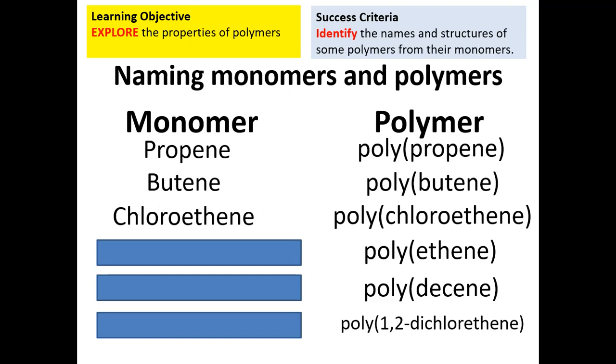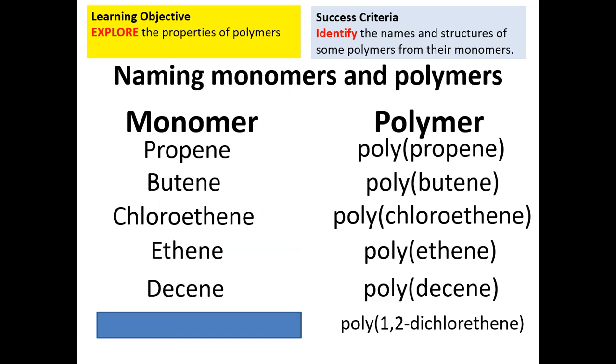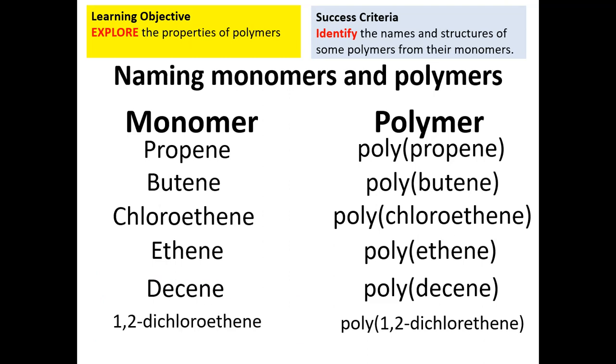So if we're working backwards, polyethene would be ethene, polydecene would be decene, and poly 1,2-dichloroethene would just be 1,2-dichloroethene. So it looks complicated, but actually it's really, really easy if you just remember the polymer has poly and brackets around the monomer name.